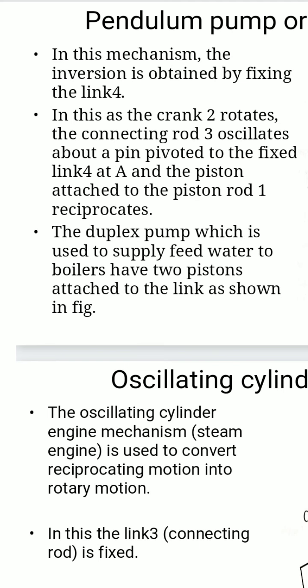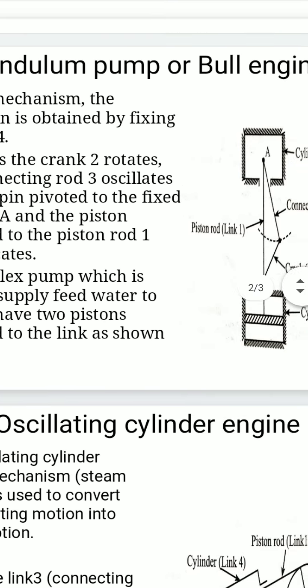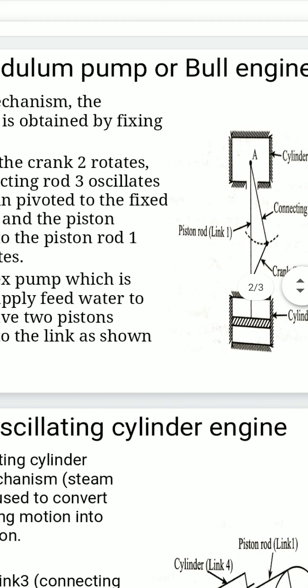The duplex pump, which is used to supply the feed water to the boiler, has two pistons attached to the link, as shown in the figure. If you want to supply more water, then we fix two cylinders, and automatically more water can be pumped, which is the concept of the duplex pump. So this is the first inversion, what we call a pendulum pump or bull engine of single slider crank chain.